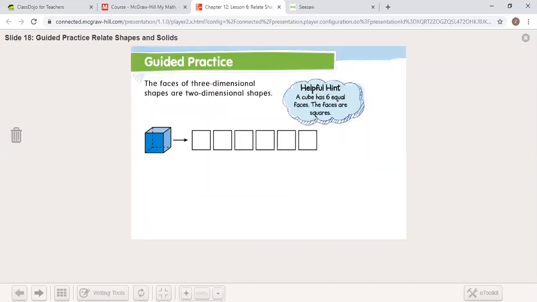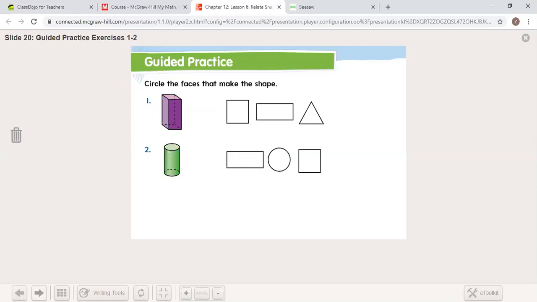I'm gonna go ahead and go into the guided practice. All right, so the faces of three-dimensional shapes are two-dimensional shapes. So a cube has 6 equal faces. The faces are squares. So to make a cube, I would need all 6 squares.